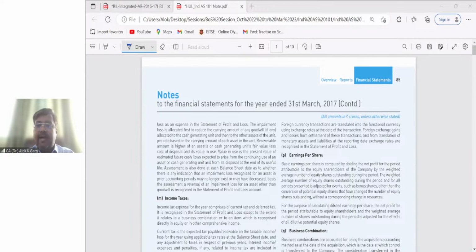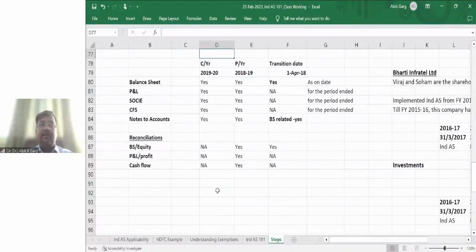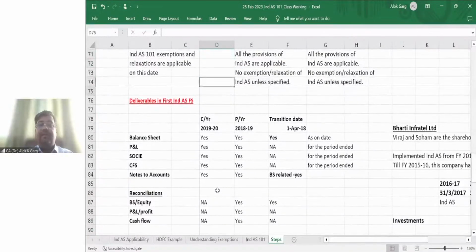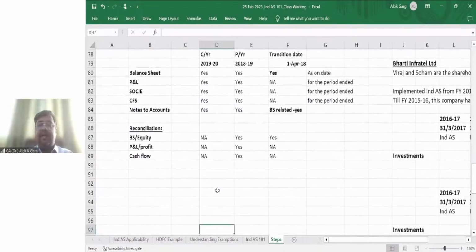So let me come back to my Excel file again. We have discussed this part, which is your deliverable in the first Ind AS financial statement. And I believe you are able to understand this part very clearly.